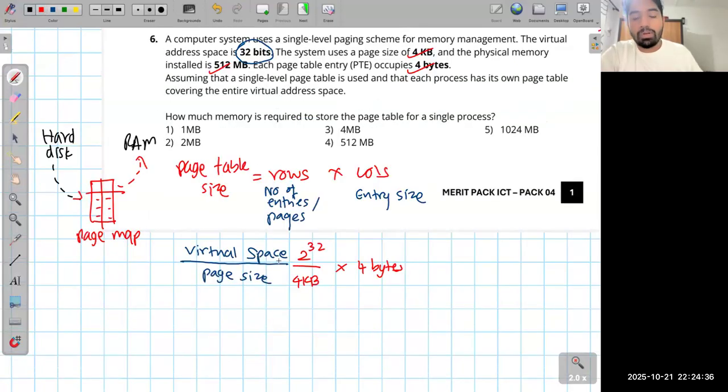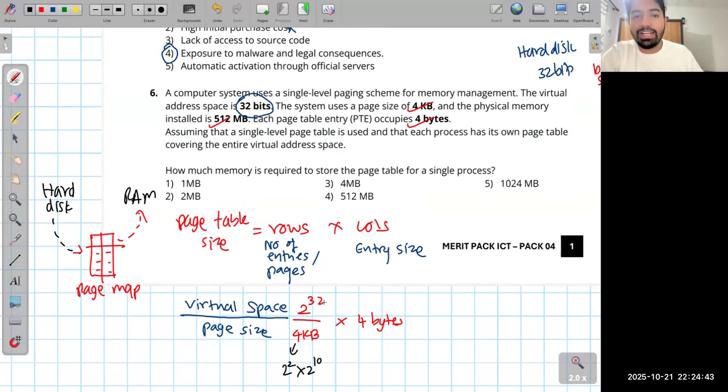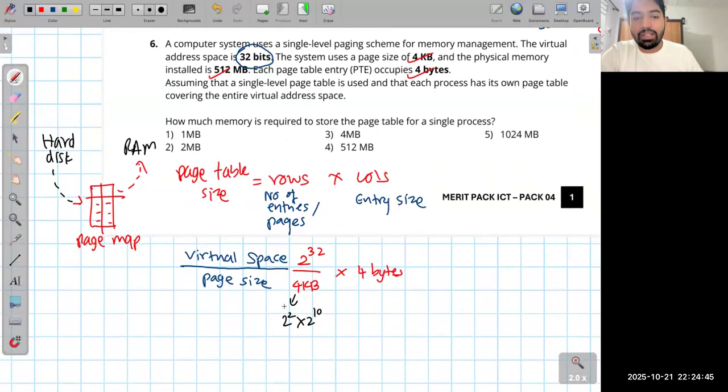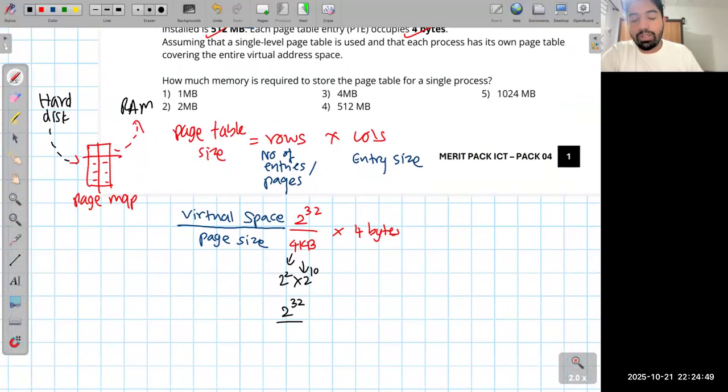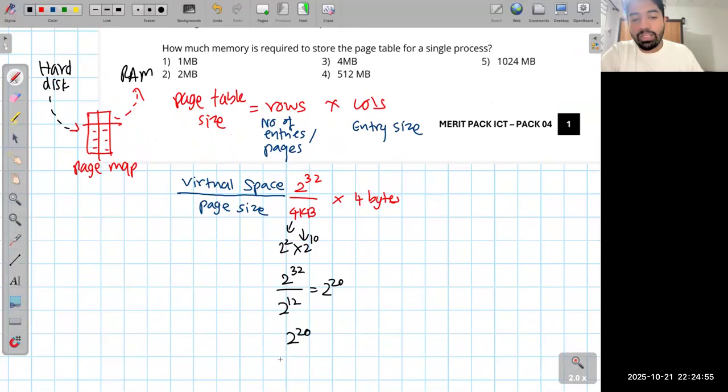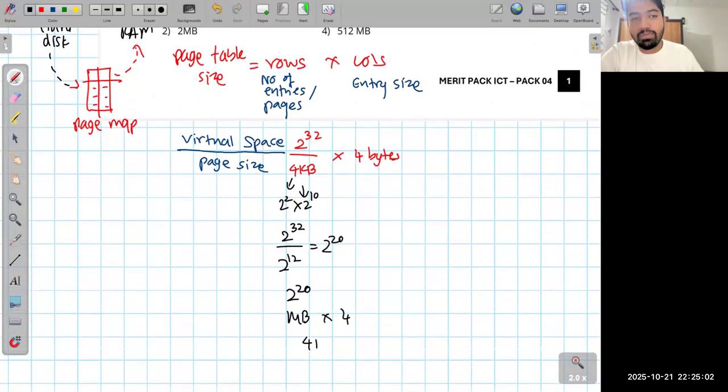2 to the power 32, and 4 KB is 2 to the power 2 into 2 to the power 10, because it's byte addressable. Yeah, we'll take it in bytes. Therefore, it is 2 to the power 32 divided by 2 to the power 12, which gives you 2 to the power 20. So 2 to the power 20 is MB, into 4 bytes, which is 4 MB.